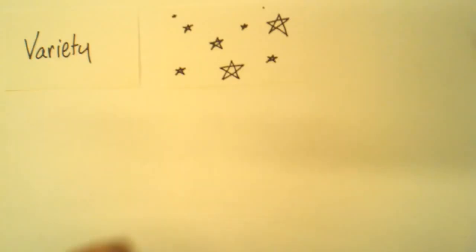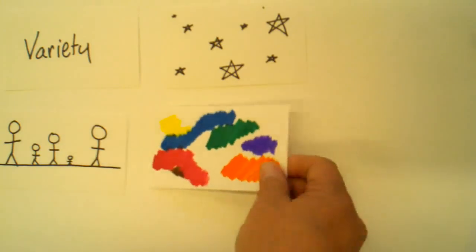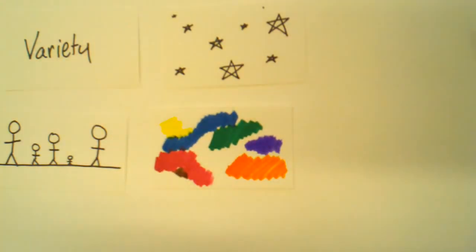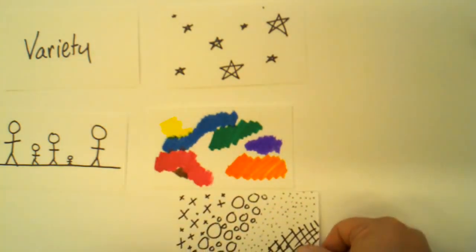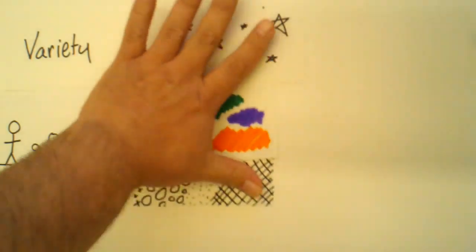Variety is our next art principle, and variety means differences. So we can have different sizes of stars. We could have different sizes of people. We could have different kinds of color. And we could also have different kinds of pattern. These are all variety. Differences help make variety.